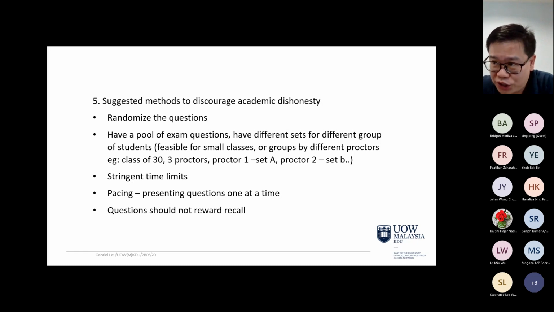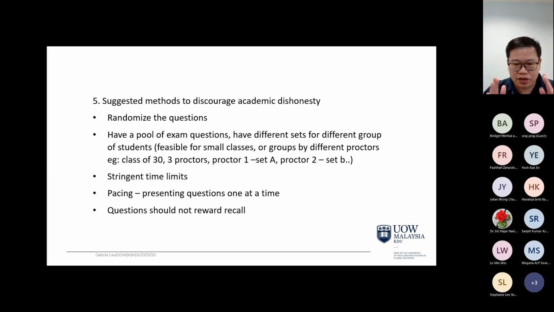Two, have a pool of questions. Have different sets for different groups of students. So it is also possible. However, when you have a pool, you have to make sure every single pool is equal, assessing the correct thing, and equal in difficulty. You cannot have pool A more difficult than pool B. Cannot.